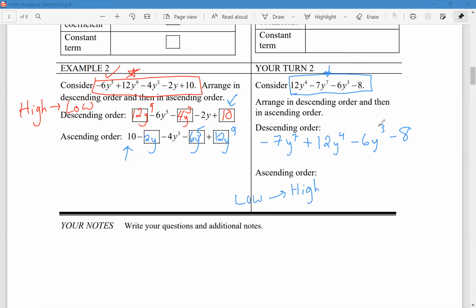I'm going to take those same terms and just switch the order. So the minus 8 would go first, but I'll call it a negative 8 now. So negative 8 and then minus 6y to the 3rd plus 12y to the 4th. And then my leading term would actually be last if I wrote it in ascending order.